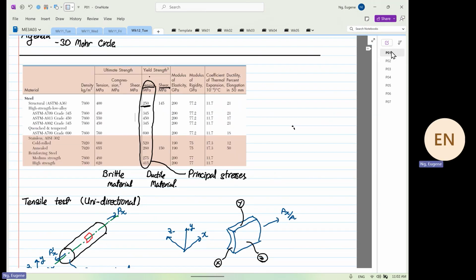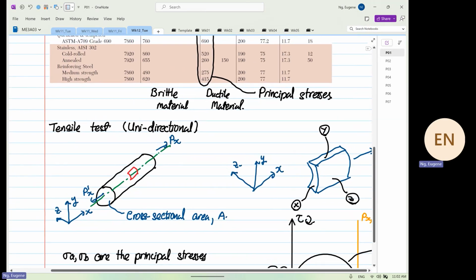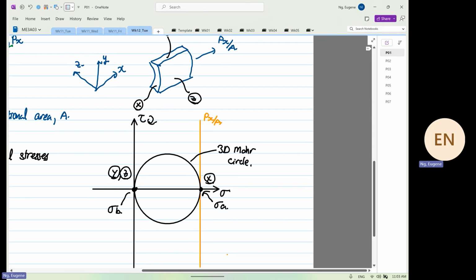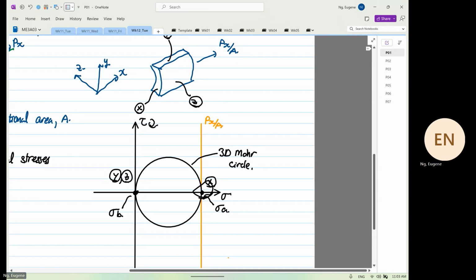How do we test our material? We test just by using what? One direction. And in this direction that we test, the shear stress is equal to what? Is equal to 0. Okay? So only at one point on Mohr's circle where shear stress is equal to 0, it is at the where? Principal what? Principal stress. And you know that this is constructed using what? 3D Mohr's circle, yes or no?